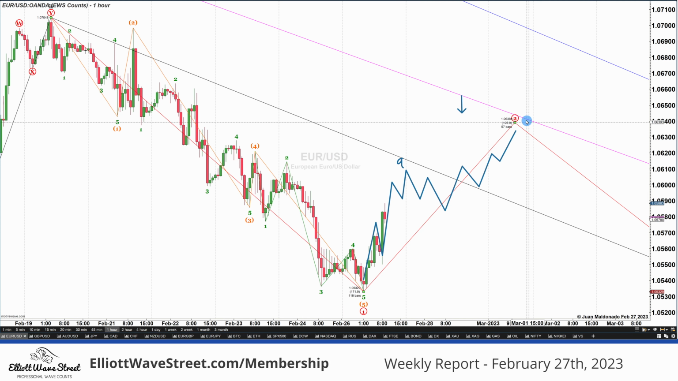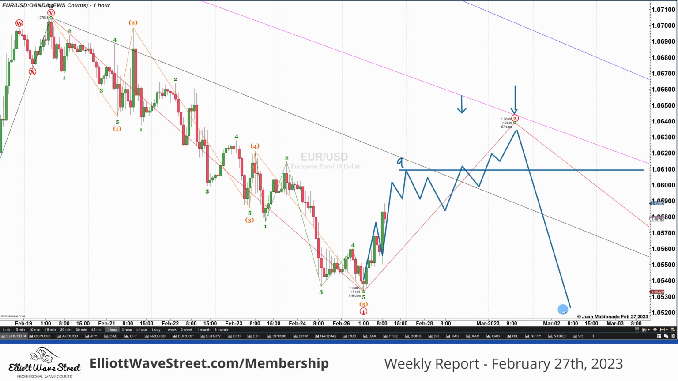Once wave 2 is done, we are going to start looking for ways to sell it and capture a big wave 3, always with a tiny risk and a huge risk-reward ratio. So that's the plan.